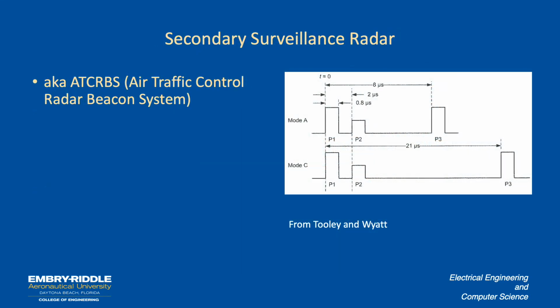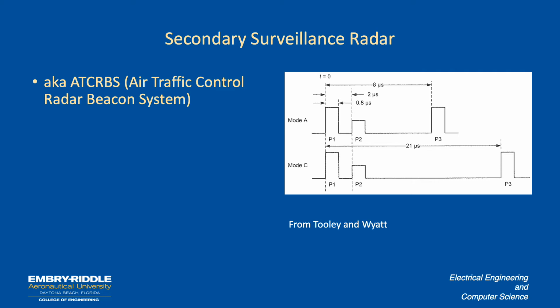Secondary surveillance radar is almost a communication system in a way. It's also called ATCRBS, which is Air Traffic Control Radar Beacon System, which is what its original name was. Let's start with the two modes, mode A and mode C. We'll talk about mode S in the next video. You want to send to the aircraft whether you're doing a mode A interrogation or a mode C interrogation.